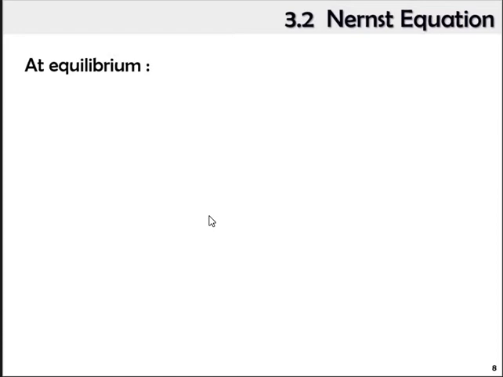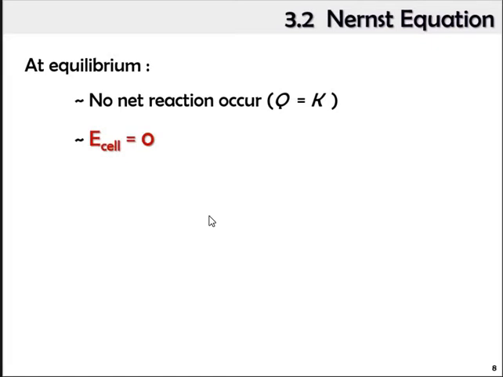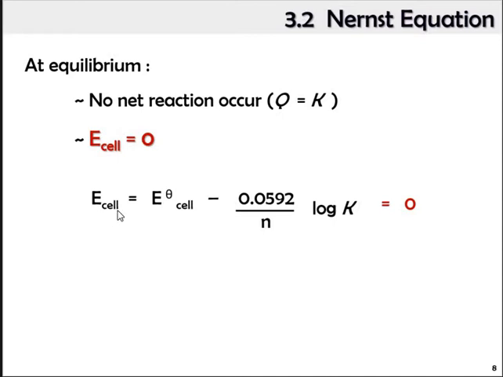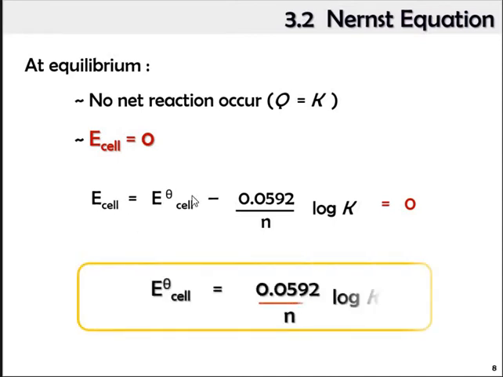At equilibrium, no net reaction occurs. That means Q is equal to K, so E cell is equal to 0. When E cell is equal to 0, we rearrange the formula here, so that means E naught cell equal to 0.0592 over n log K.